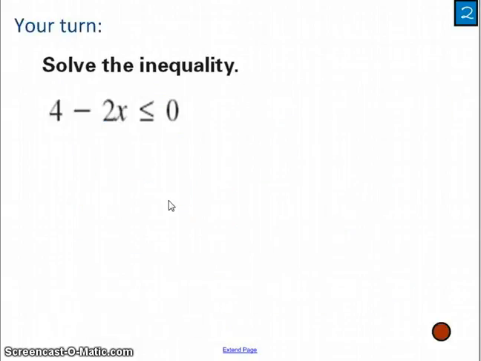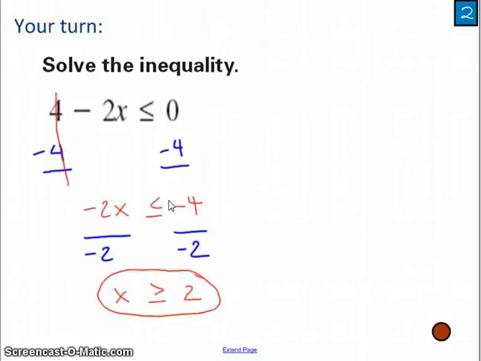Now, here's your turn. Go ahead again and hit the pause button, and when you come back, I'll have the answer for you. Okay, I'm going to assume that you did that. Here's the answer all worked out. You should have gotten x is greater than or equal to 2. Feel free, of course, to hit the pause button and look at these individual steps if you want. Come to class if you have any questions. Otherwise, we're going to move on.